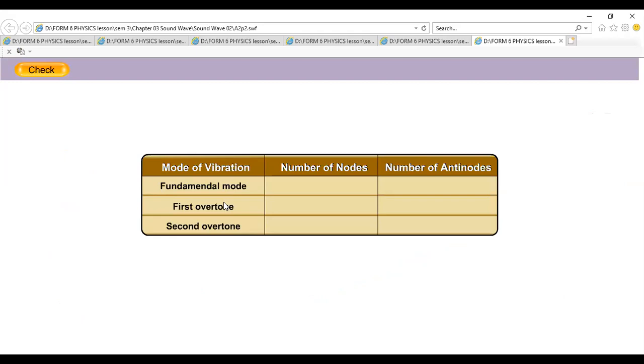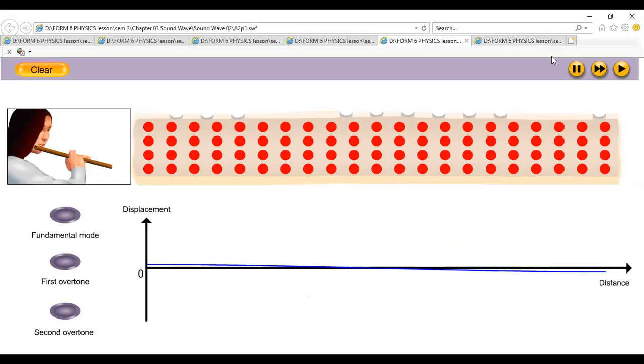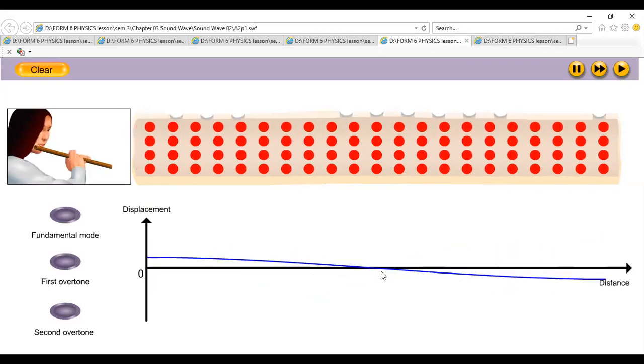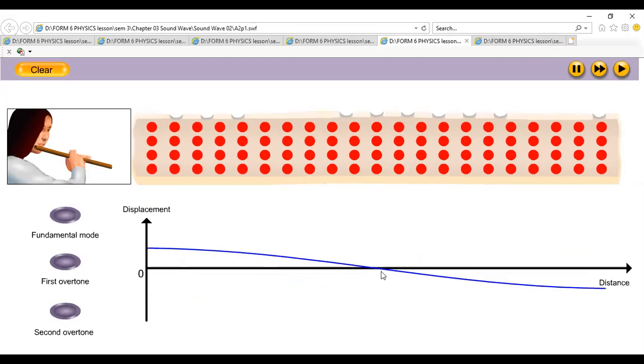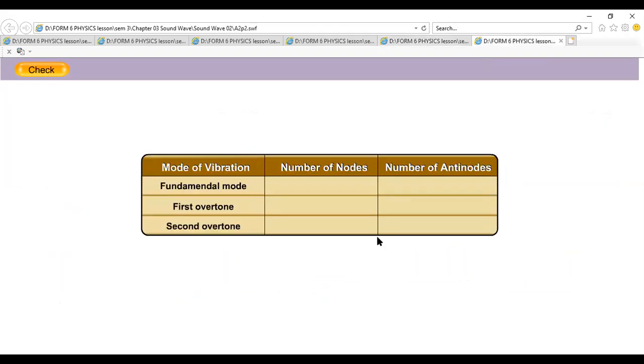Ladies and gentlemen, we notice that for the fundamental node, how many nodes and how many antinodes are produced? One node with 2 antinodes. So this means that there will be one node and 2 antinodes.